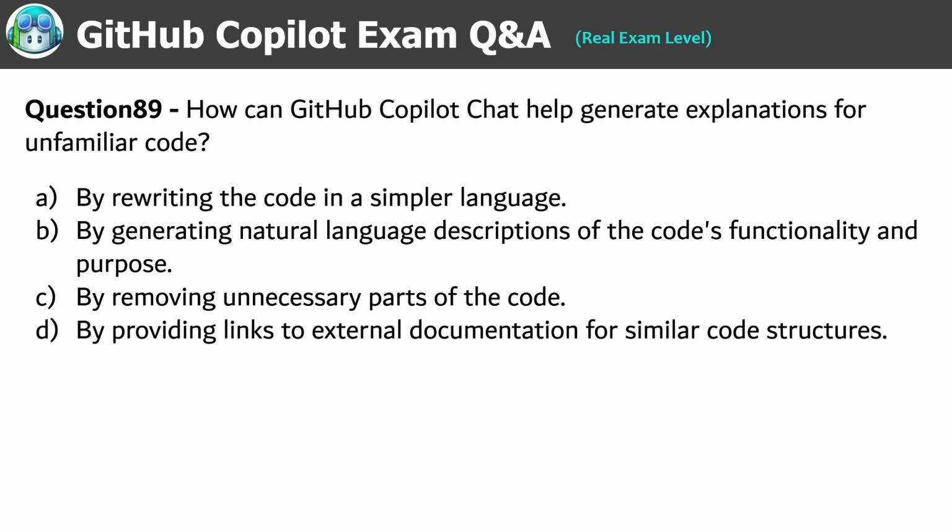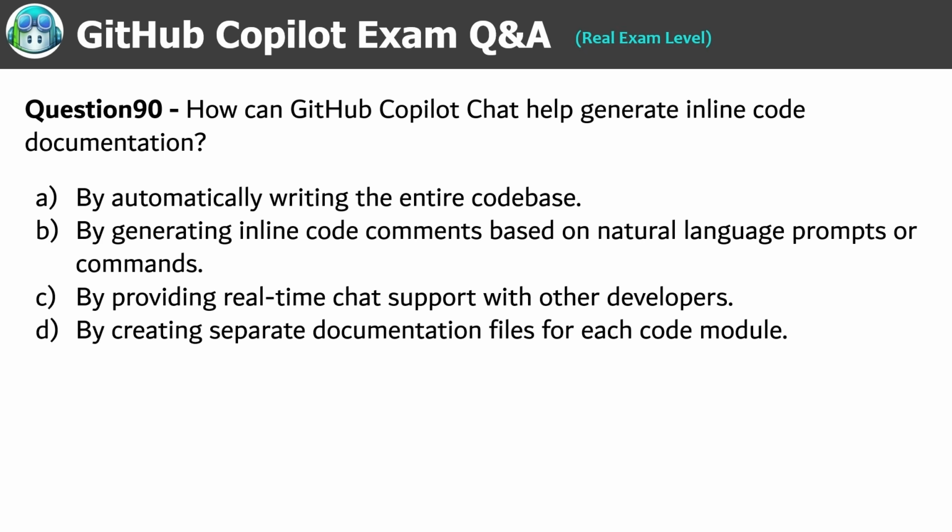Next question, 89. How can GitHub Copilot chat help generate explanations for unfamiliar code? The answer is B. By generating a natural language description of the code's functionality and purpose. And question 90. How can GitHub Copilot chat help generate inline code documentation? And the answer is B. By generating inline code comments based on natural language prompts or commands.